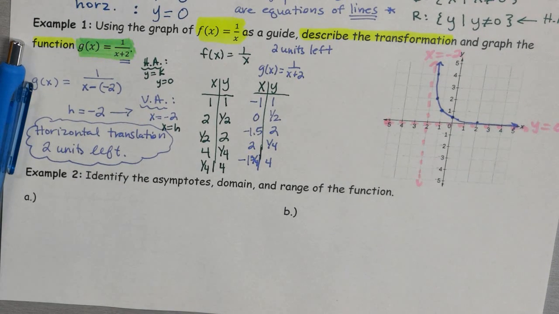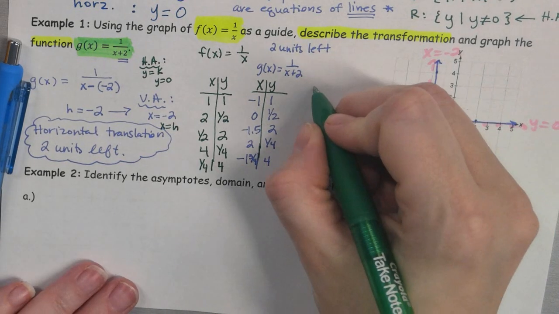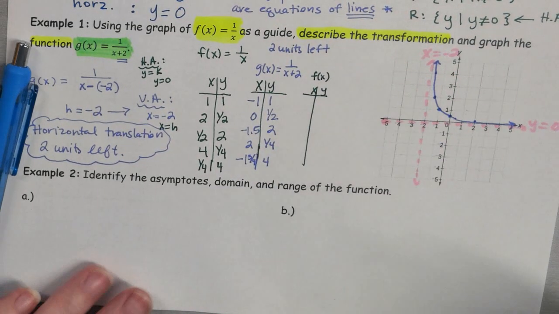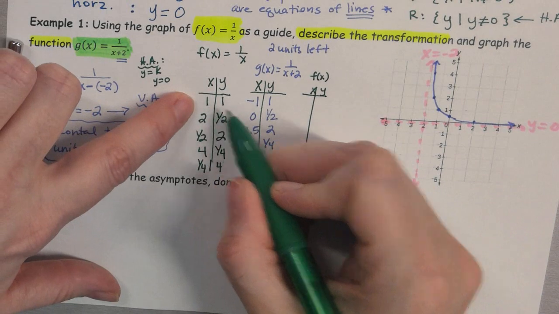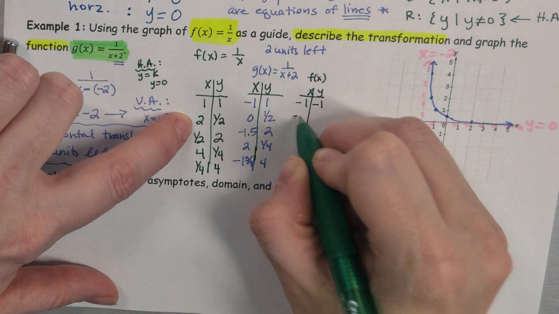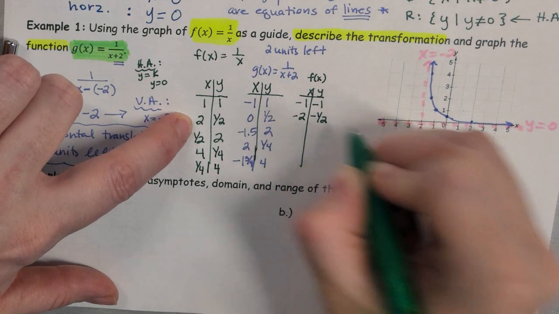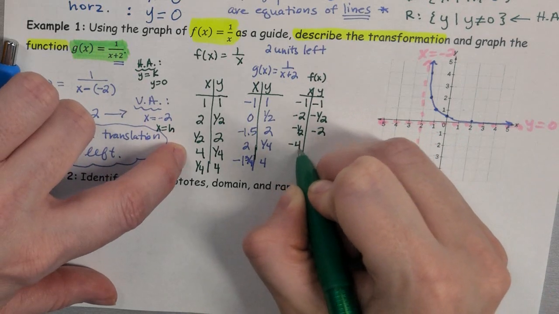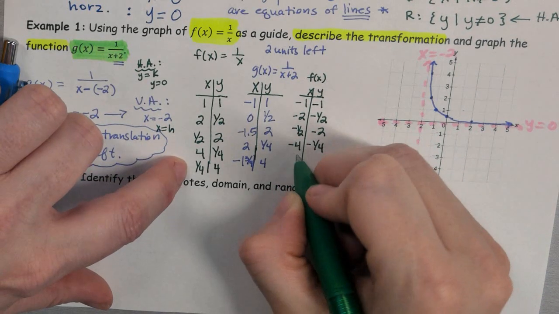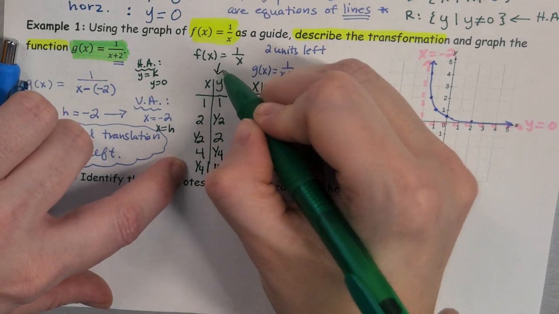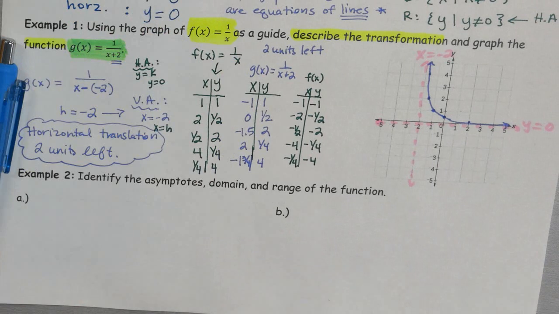Now we just have to do the other one. We just have to do the negative one. So again, if we start with the f of x, let's just do all of these but the negative version. Negative 1, negative 1. Negative 2, negative 1/2. Negative 1/2, negative 2. Negative 4, negative 1/4. Because this is for the parent function, f of x. This is f of x. This one's g of x.